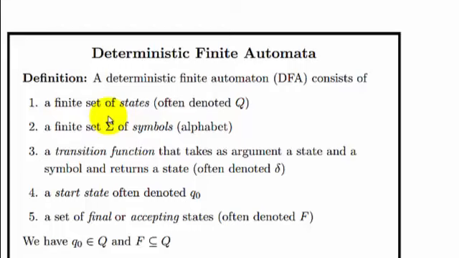A transition function. A transition function is basically a function that takes two arguments, the initial state and the alphabet, and it equals the next state that it goes to. A start state is the one that the whole DFA starts from. A set of final or accepting states are the states that accept the DFA language.